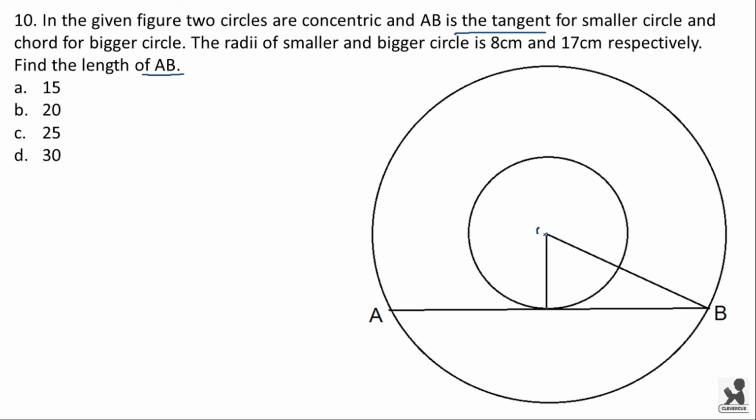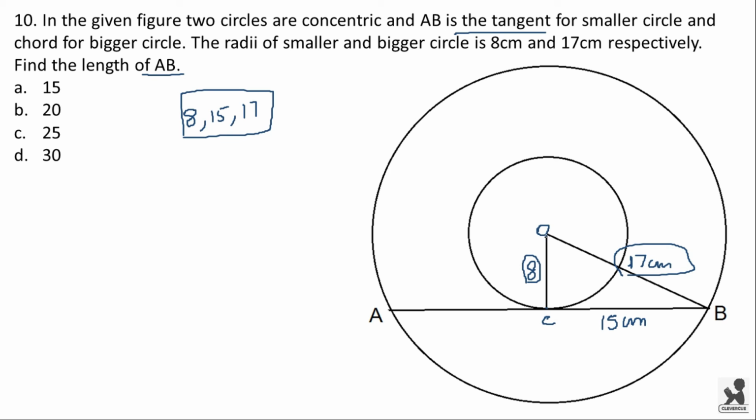Here if this is the point O and this is point C, OC is the radius of the smaller circle. That means this is 8 centimeters. OB is the radius of the bigger circle and OB is equal to 17 centimeters. Here we have Pythagorean triplets again. 8, 15 and 17 are one of the Pythagorean triplets. So if this side is 8 and OB is 17 centimeters, then CB will be 15 centimeters.